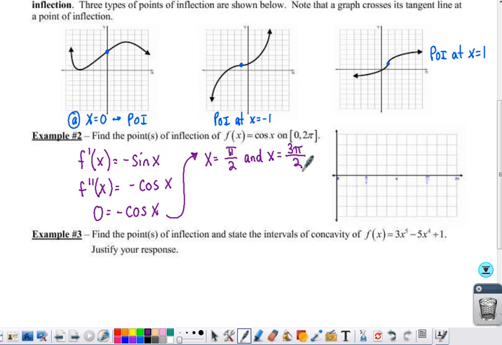So in order for you to find whether each one of those is a point of inflection, we want to take those possible points of inflection and put them on a sign line, but for the second derivative. This will determine if you have a sign change on the second derivative.